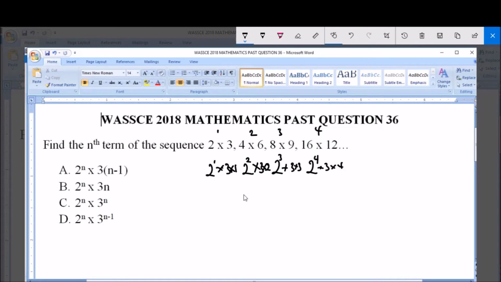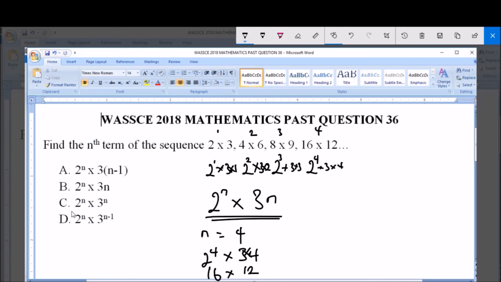So we can therefore see that this sequence is given as 2 raised to the power of n multiplied by 3n. That is, when n equals 4, we can say 2 raised to the power of 4, which is 16, multiplied by 3 times 4, which is 12. And like you can see, that is the fourth term. So the nth term of this sequence is 2 raised to the power of n multiplied by 3n. And that is option B.